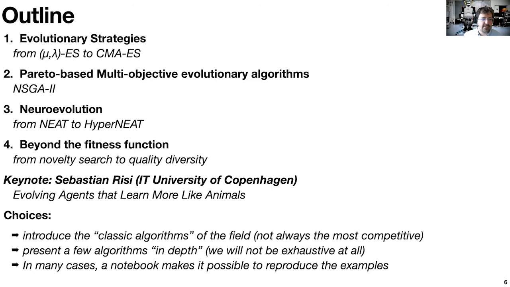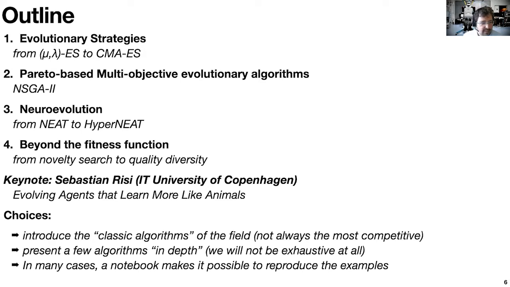Then, the first two parts will be given by Denis. Then we'll have one part about neuroevolution in which I will describe some very well-known results in the evolutionary computation community about NEAT and HyperNEAT, which are ways to evolve the architectures and the weights of neural networks. I will not go too far on this because we don't have much time, but I think it's very important that you at least know the main principles here.